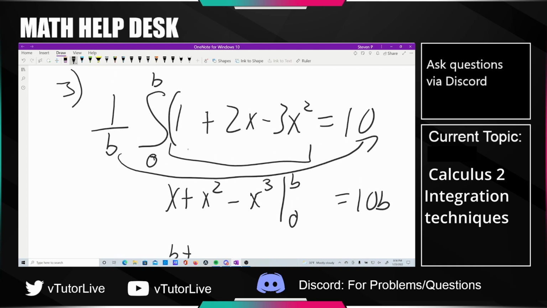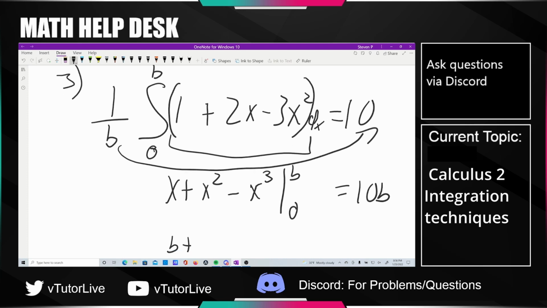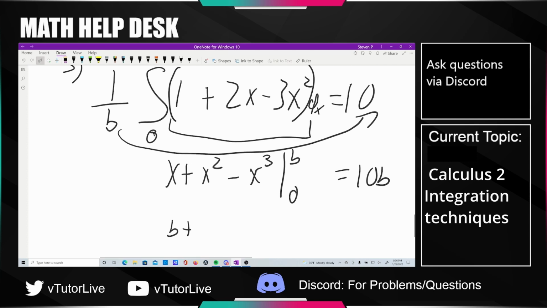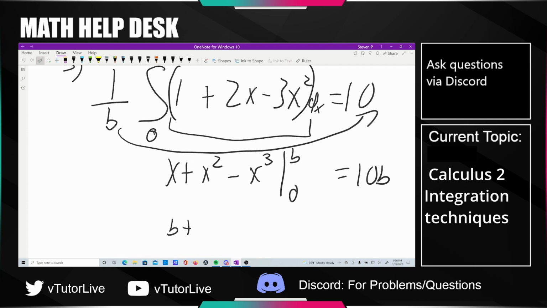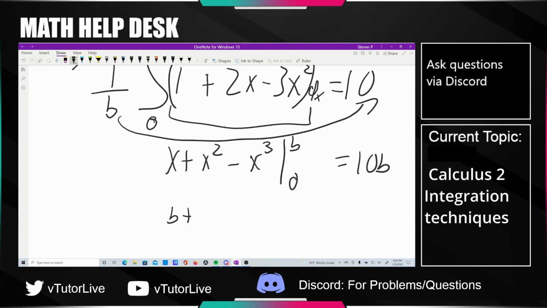Well, the integration only applies to this part over here, dx, right? The 10 is on the other side. They're asking you to set the average of the integral equal to 10. You see what I mean? Okay. Yeah. So yes, I do. Yeah, exactly. So then once you plug in, b squared minus b cubed, this just turns into 10b.